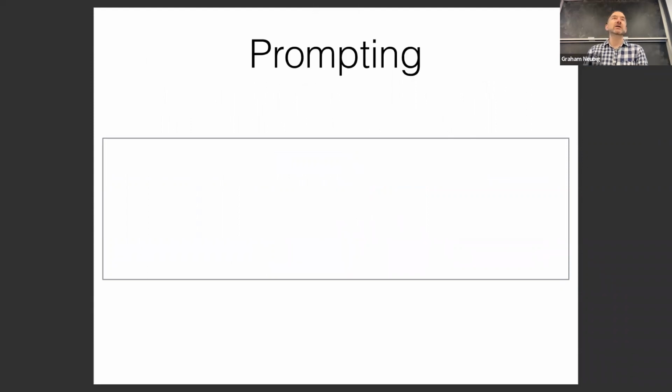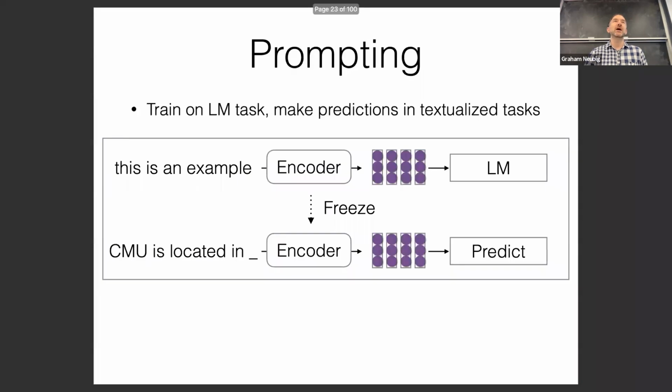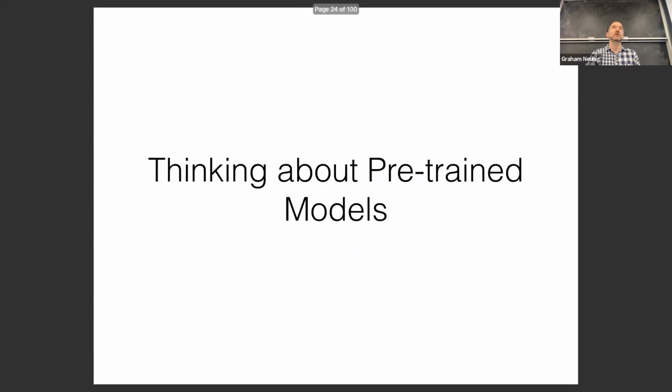And then finally, there's the idea of prompting, and I think I just added this slide this year, as it's kind of a new way of doing multitask learning or transfer learning. But basically what you do is you train on the LM task and then make predictions on textualized tasks. So you're essentially taking an encoder, training it with a language modeling task, freezing it, not even doing any fine tuning, and then essentially turning whatever task you want to solve into a textual question, basically.